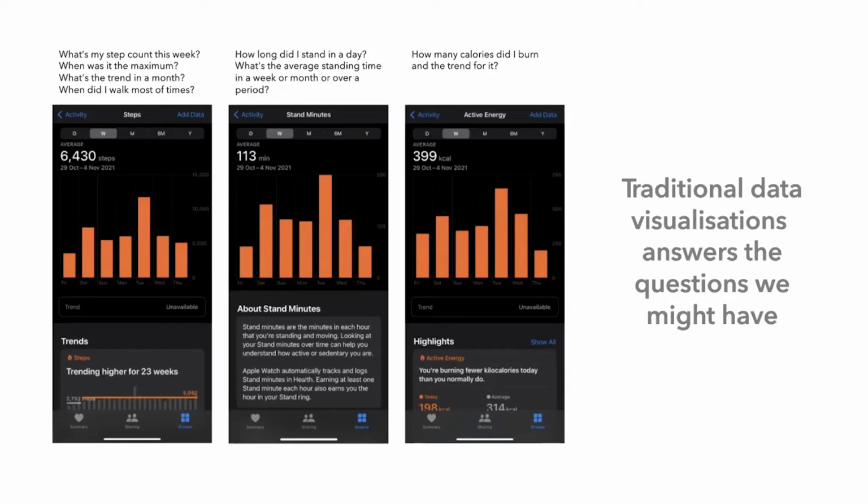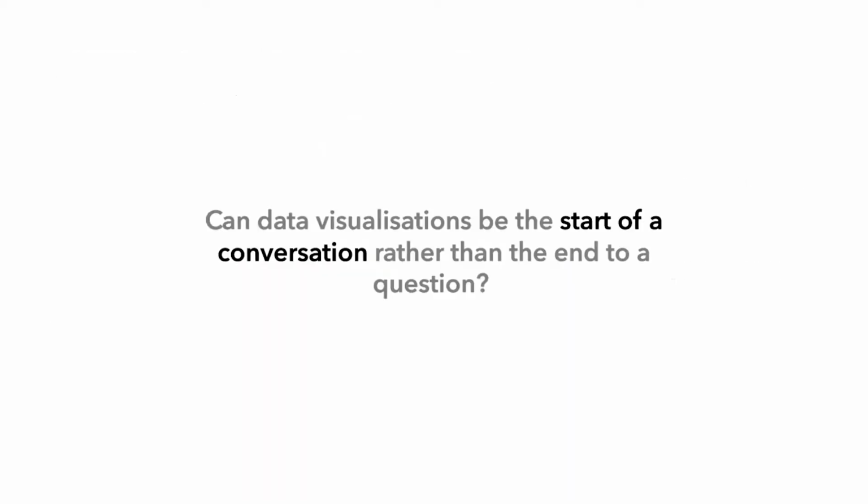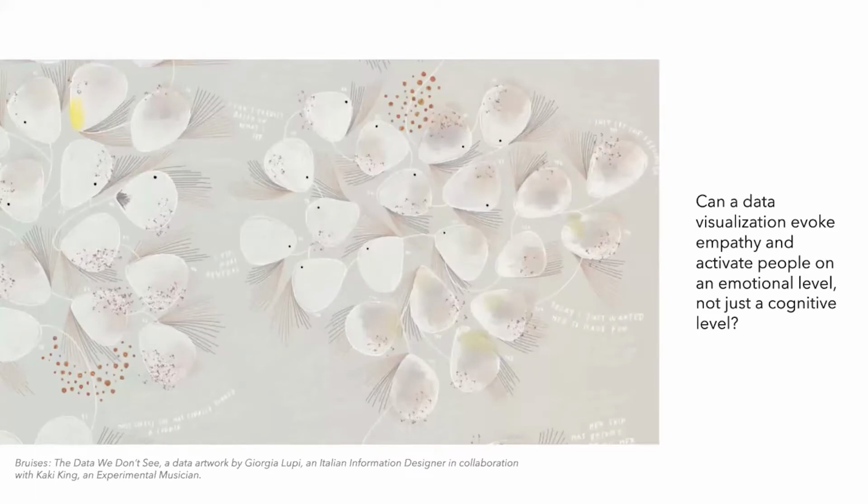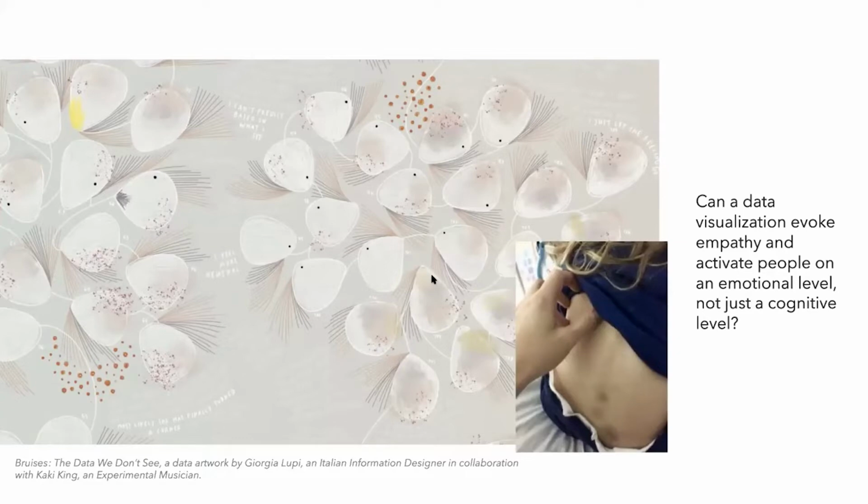The traditional data visualizations. Instead, can data visualizations be the start of a conversation rather than the end to a question? So here's a data artwork that's created by Giorgia Lupi, an information designer, and Kaki King, an experimental musician. This is based on data of Kaki's 3-year-old daughter. She's been going through an autoimmune disease where her body attacks her own platelets. Platelets are basically tiny blood vessels that help our body produce clots so that it can help stop bleeding.